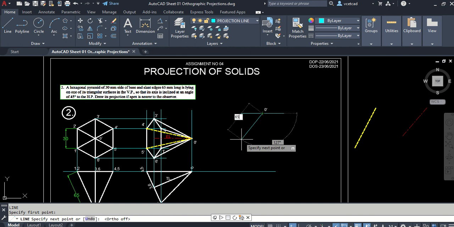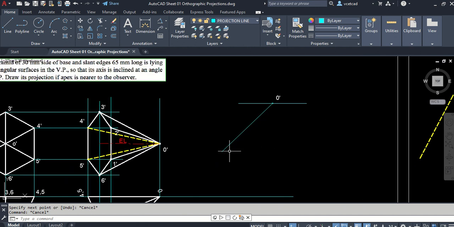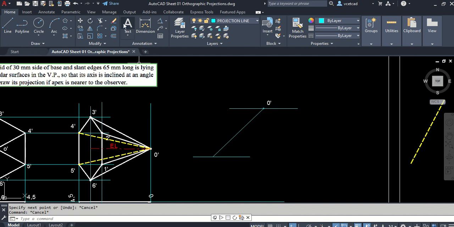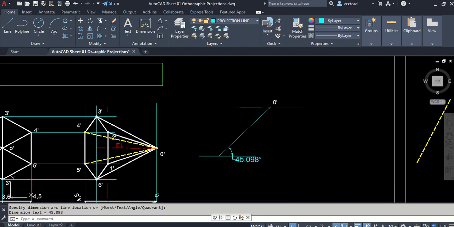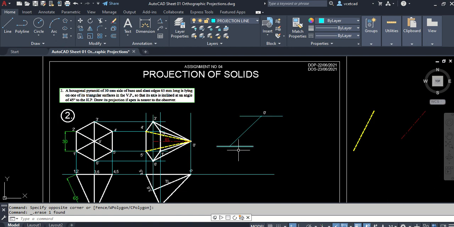This length will be 65 millimeter, and the angle will be 45 degree, so with the horizontal it will be 135. If you measure, the axis is inclined at an angle of 45 degree with the horizontal. Suppose here I draw a horizontal line, with HP the inclination is given as 45 degree. So what I have drawn is the true length.